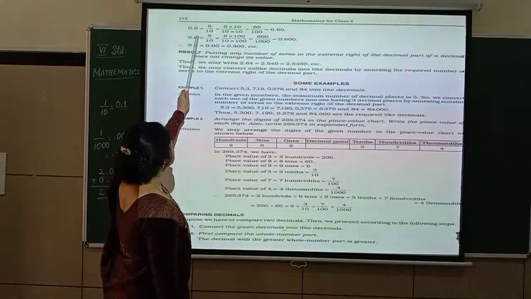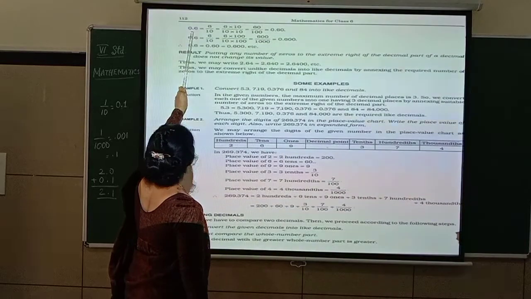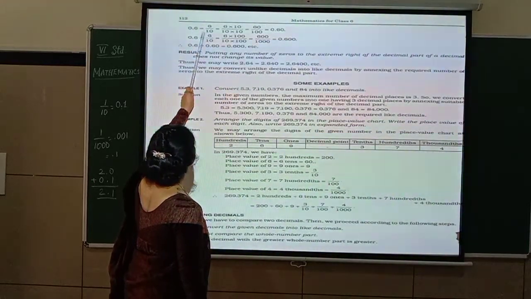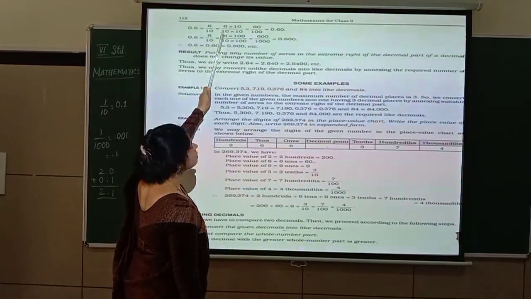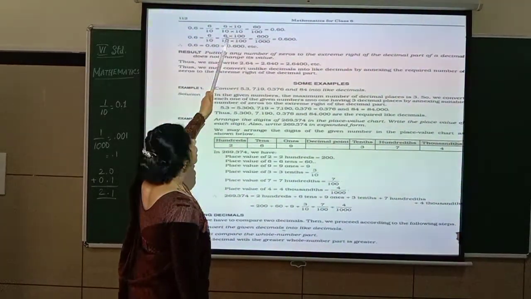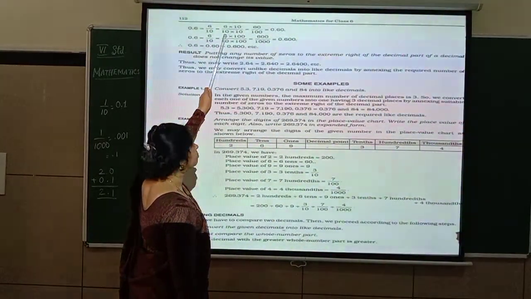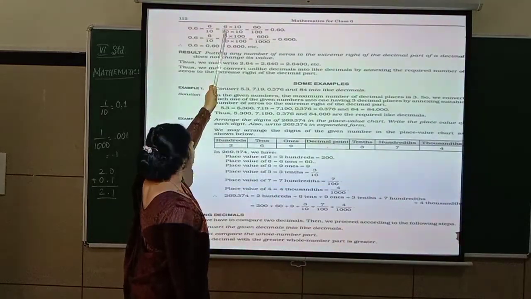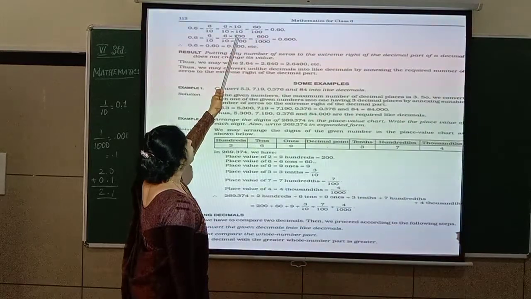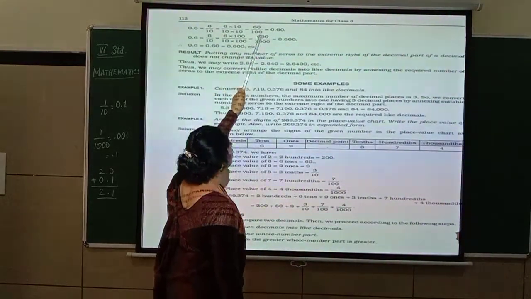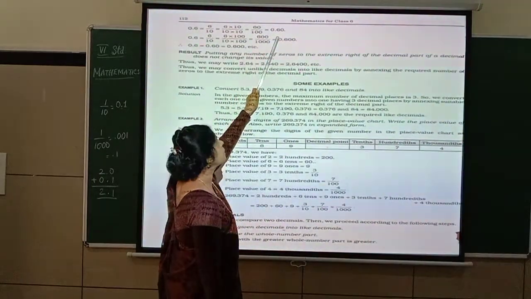Now 0.6 is equal to 6 by 10, right? The point is considered as 1 and the digit is considered as 0. So you can see 6 by 10 is equal to 6 into 10 by 10 into 10. If you are taking 6 by 10, both numerator as well as denominator have to be multiplied by the same number. Got it? What becomes here? It becomes 60 by 100. Correct? And 60 by 100 is equal to 0.60, right?